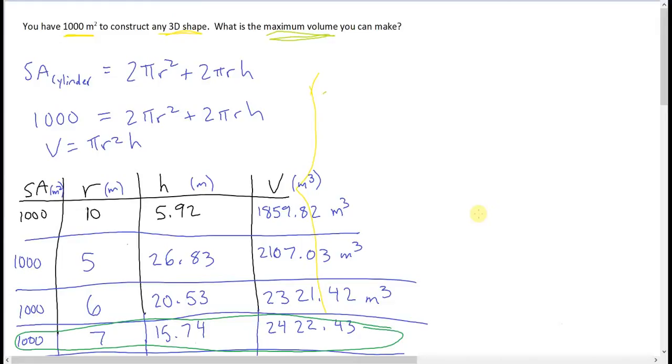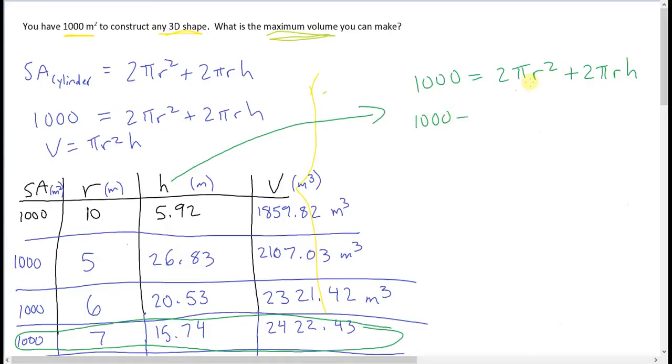So notice that we were picking the radius and then figuring out the height. And every time we did this, we would have 1,000 equals 2 pi r squared plus 2 pi r h. We would know what r was, and we would bring it over to the side with the 1,000 and solve for h. So in general, we are subtracting this term from both sides to move it over. 1,000 minus 2 pi r squared equals 2 pi r h.